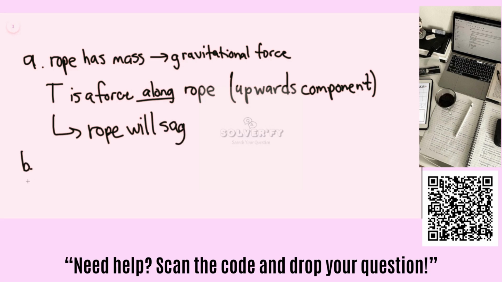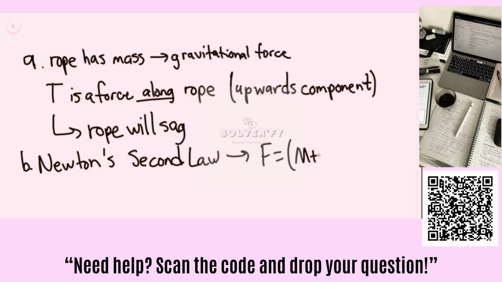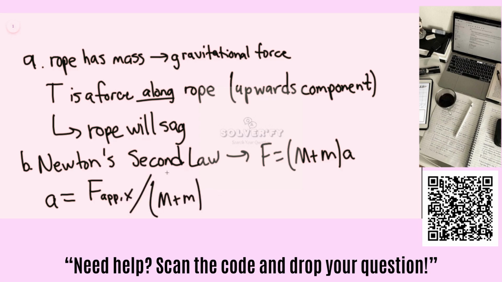For part B, we can then say that the only force acting with a horizontal component is the applied force. So treating the block and the rope as a single object, we can write Newton's second law. And we can say that F equals the mass M plus m times a. So this would be the sum of the mass of the block and the rope times the acceleration. Therefore, the acceleration is simply going to be equal to the x component of the applied force, F applied x, divided by that sum of masses. And that would be the formula for the acceleration.